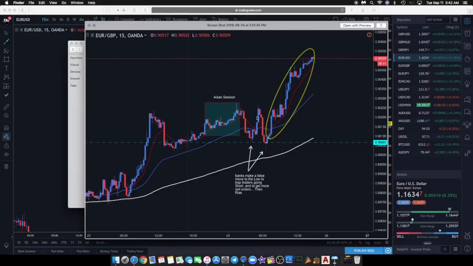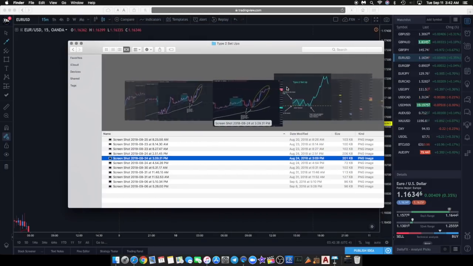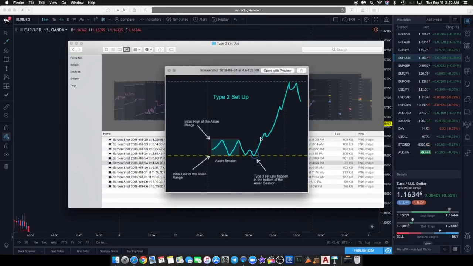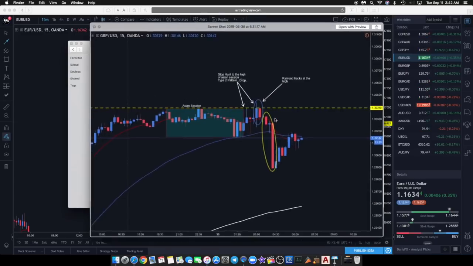Okay, and as you can see, when we came back to hit it again, look what they did. They induce, remember this candle was all red. They're inducing traders to go short. And then as soon as they have enough orders, boom, they take it right back away. I believe this was the same one. And this is just a quick example of a type 2 setup that we showed you.